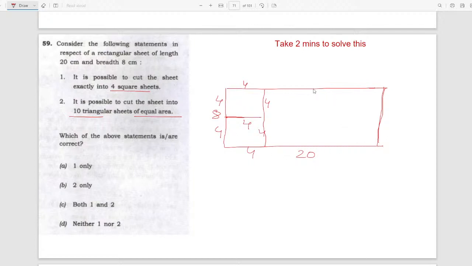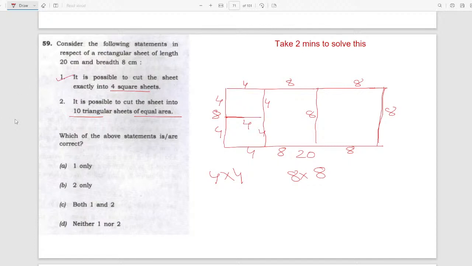Out of 20 centimeters, 4 is cut here and gone. The remaining part left is 16 centimeters. If I cut it in the middle, again these two will be squares. This will be 8, this will be 8, and the whole width is 8. So we have 4 square sheets: 2 are 4 by 4 and 2 are 8 by 8. So the first option is correct.